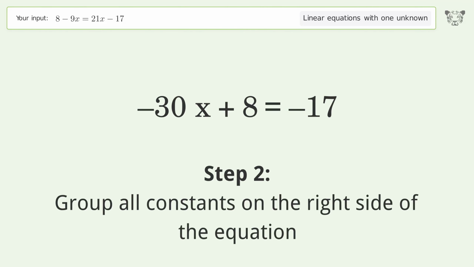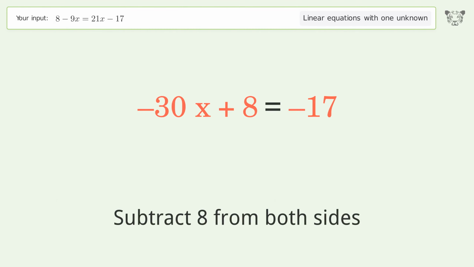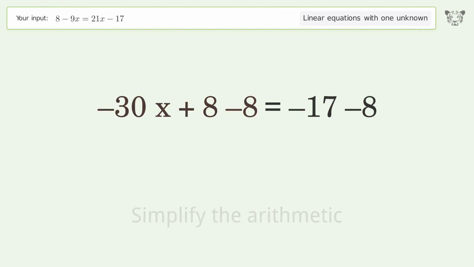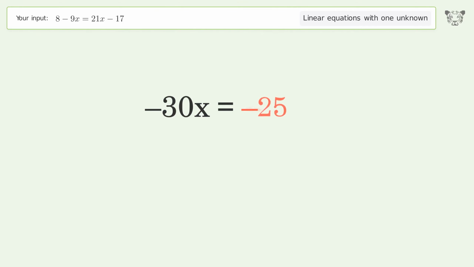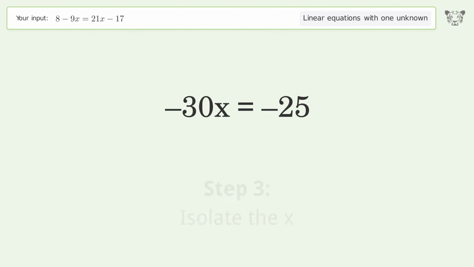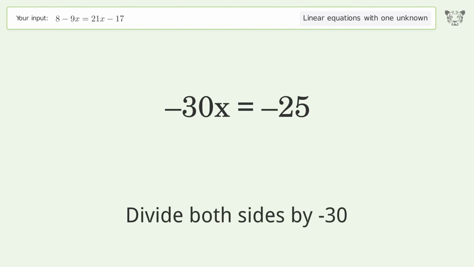Group all constants on the right side of the equation. Subtract 8 from both sides. Simplify the arithmetic. Isolate the x. Divide both sides by -30.